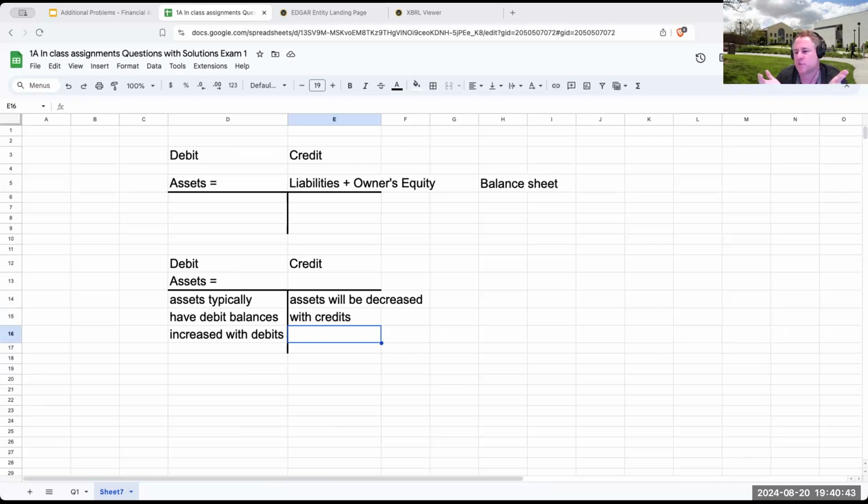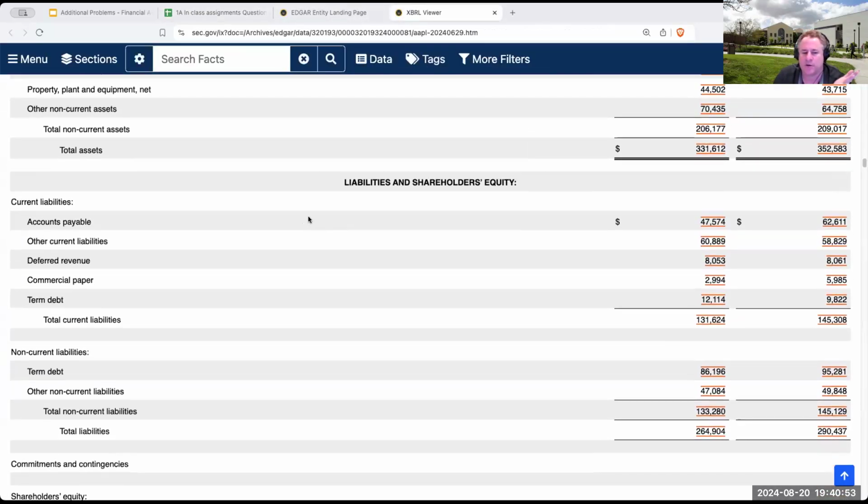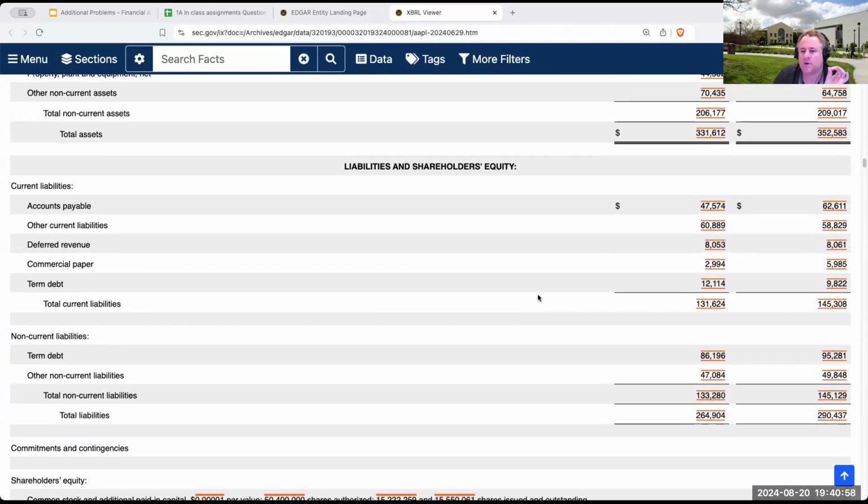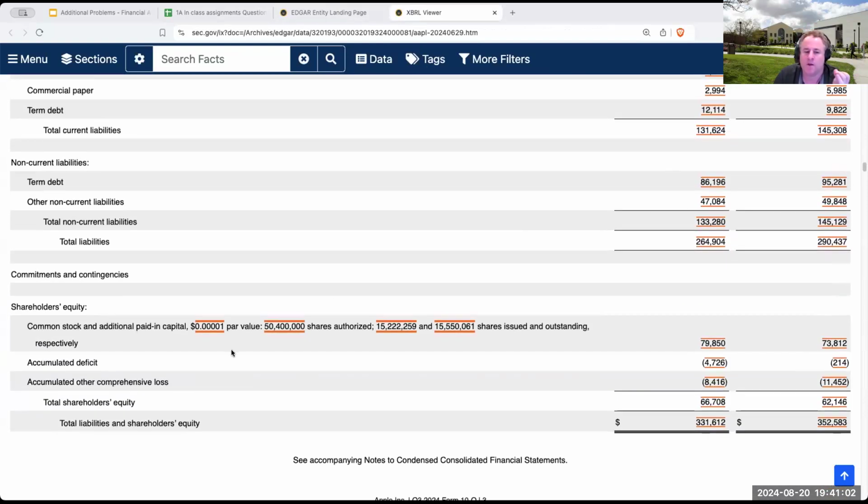Let's look at the other side of the equation. So we've said that assets, or those items that are giving us future economic benefit, are going to be equal to our liabilities and owner's equity. Notice our total assets are 331 billion, 612 million. Our liabilities and equity are 331 billion, 612 million, excuse me. Basically, our total assets have to equal our total liabilities plus owner's equity. This is what we call a balance sheet.